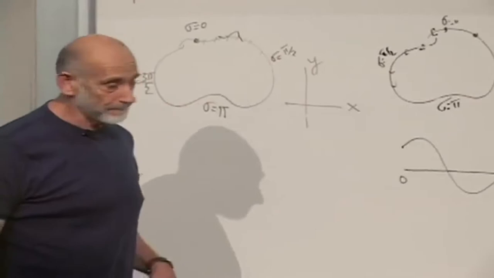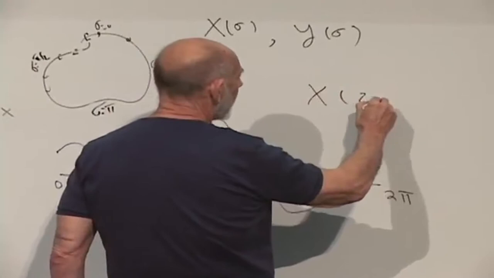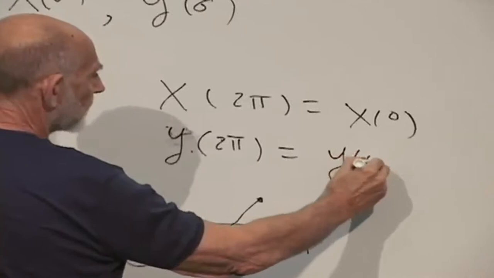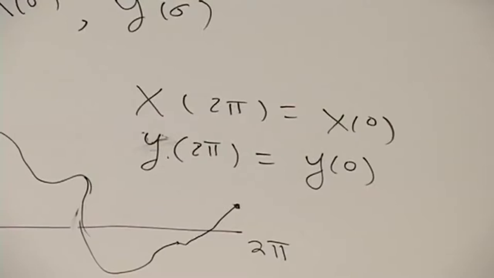So x of 2 pi is equal to x of 0. Same thing with y. Y of 2 pi is equal to y of 0. Those are the 2 degrees of freedom. And now we can imagine waves.